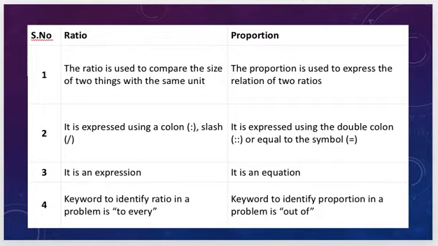A ratio is expressed by a colon or a slash, and on the right side, a proportion is expressed using double colon or equal to sign. Ratio is an expression, whereas proportion, because there is an equal to sign, forms an equation.